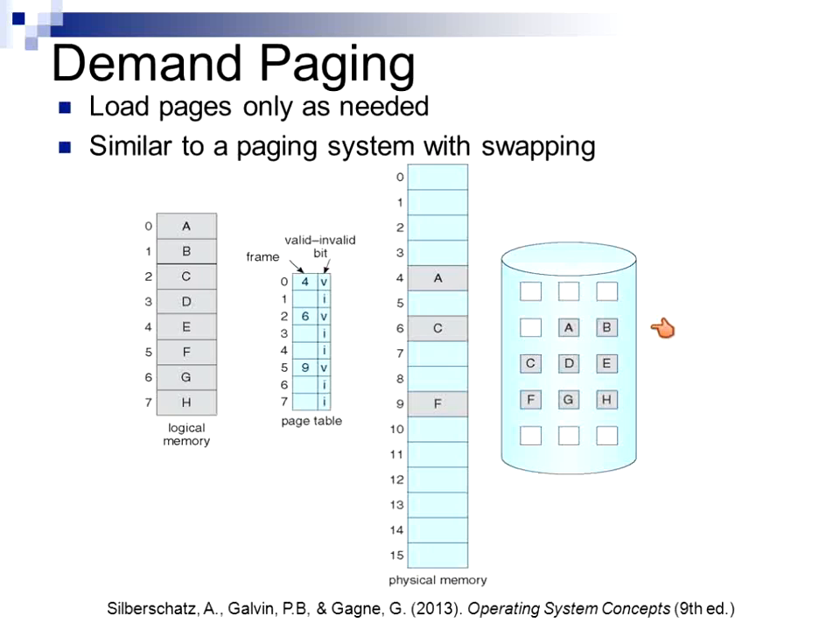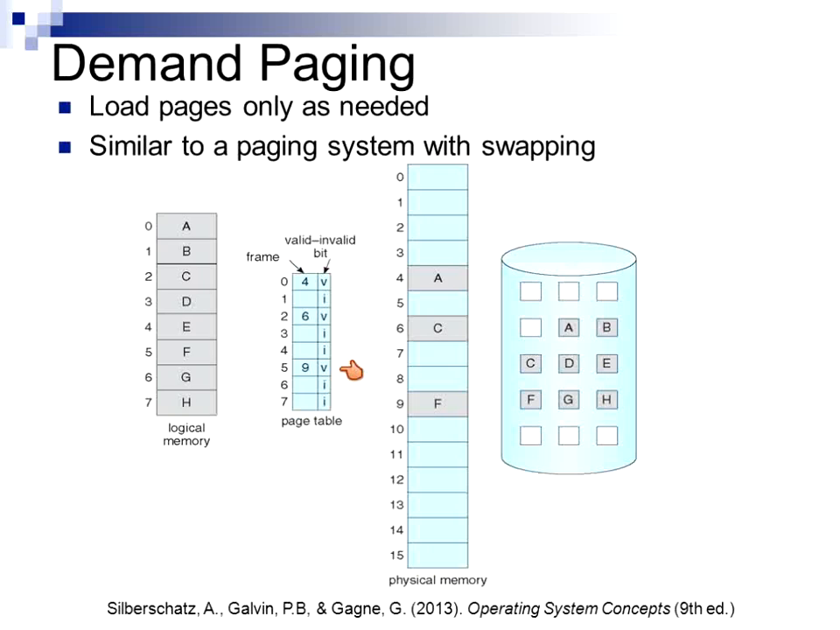Okay, so with pure swapping, the entire process was being moved to and from disk. With paging, individual pages can be moved to and from disk. So we're really swapping out just pages rather than processes. What happens here is the pager guesses what pages are going to be needed and loads them into physical memory, and then indicates in our page table that the pages are valid.